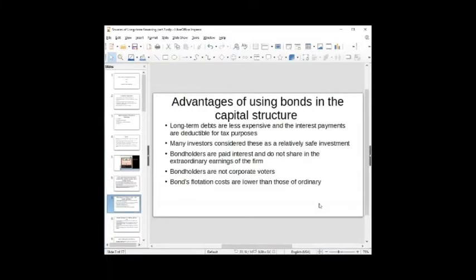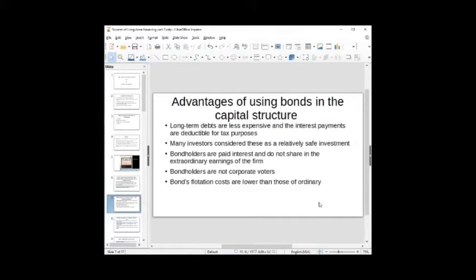So, there are advantages of using bonds in the capital structure. One is that the long-term debts are less expensive and the interest payments are deductible for tax purposes. Because in bonds, you have to pay interest to the bondholders, and that interest paid can be used as tax deductible. In dividends, of course, that is not covered by an expense, because dividend is part of the retained earnings or part of the earnings of the company.